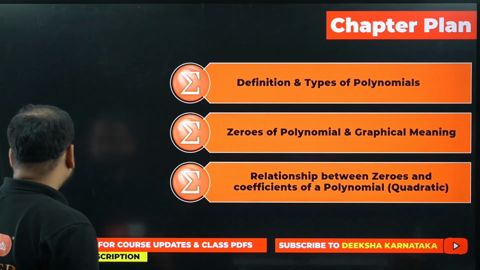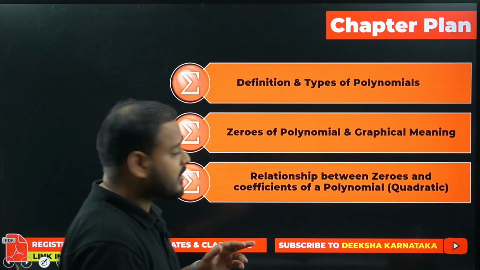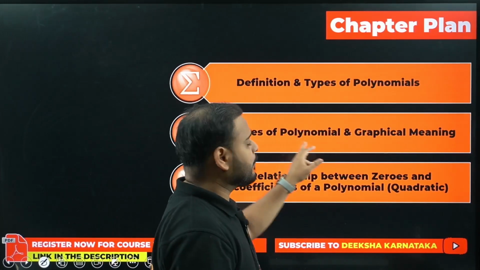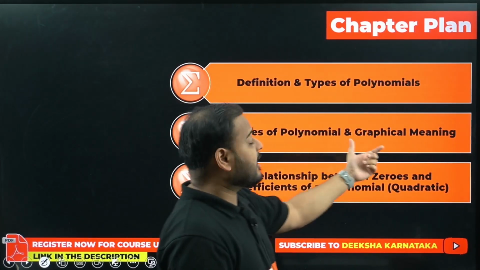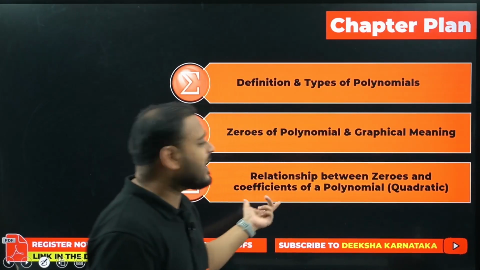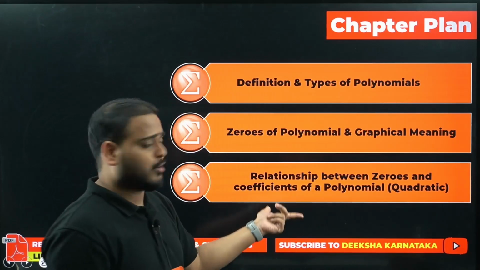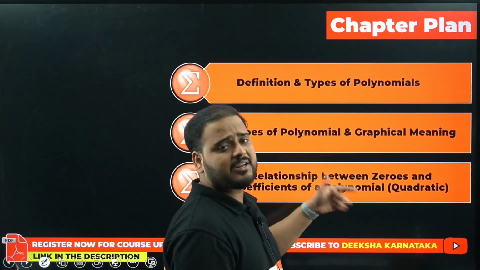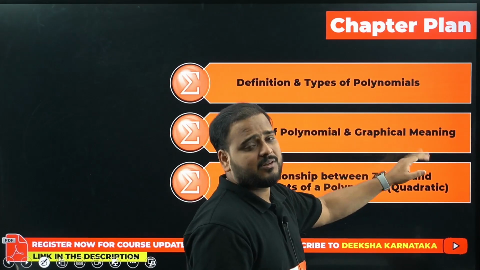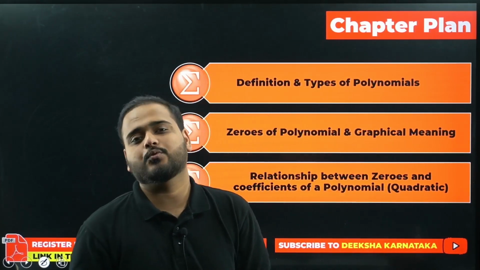Coming to the classification of the chapter, I've already talked about this. First is definition and types of polynomials, which I've discussed. Next is zeros of a polynomial, which has also been discussed. Next is the graphical meaning, which is there in the NCERT, and we'll talk about that in today's session. Lastly, we'll have the relationship between zeros and the coefficients of the polynomial. Questions can come from both of these. Rarely does it come from here, but if it comes for you this time, I don't want you to miss out on that.